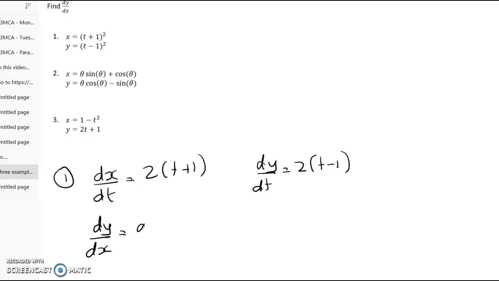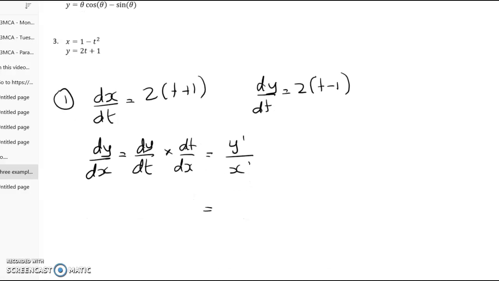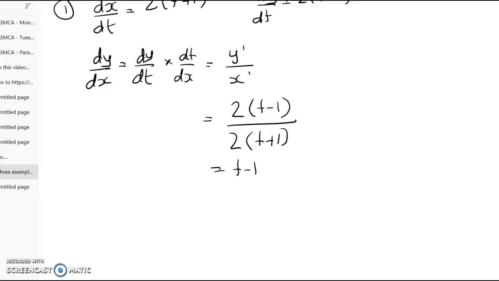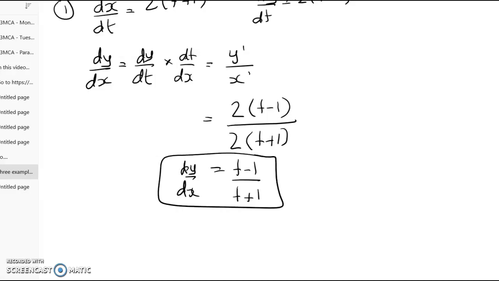So dy by dx is dy by dt times dt by dx, which is equal to y dash over x dash. So we get straight to 2 times t minus 1 over 2 times t plus 1. Simplifying that gives me t minus 1 over t plus 1. Okay, and that's my final answer. So the derivative, the gradient on my graph, is going to depend on the parameter value of t.